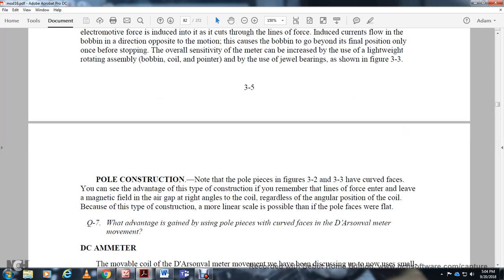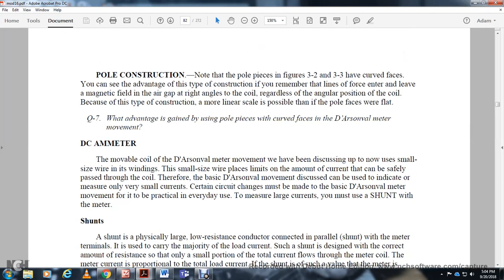The pole construction of the pole piece, in Figures 3.2 and 3.3, has curved surfaces. With this type of construction, the lines of force leave the magnetic field in the air gap at right angles to the coil regardless of the angle of the position of the coil, which makes the scale more linear than it would be if the pole faces were flat.